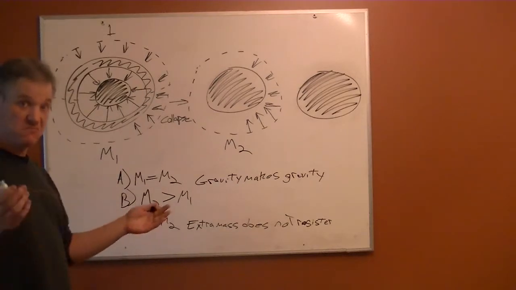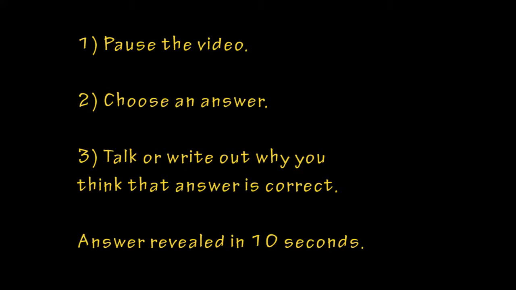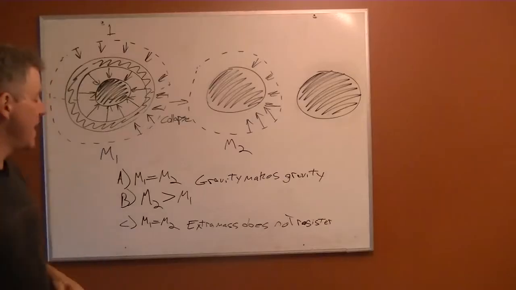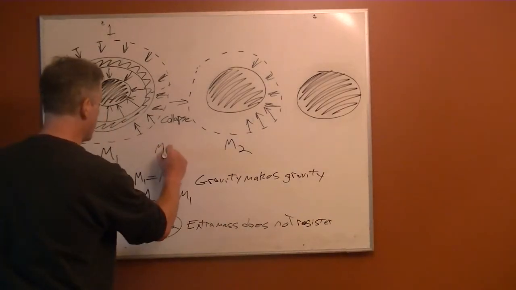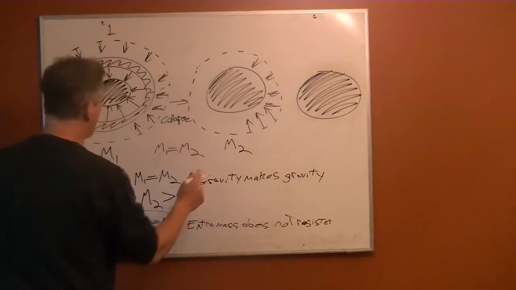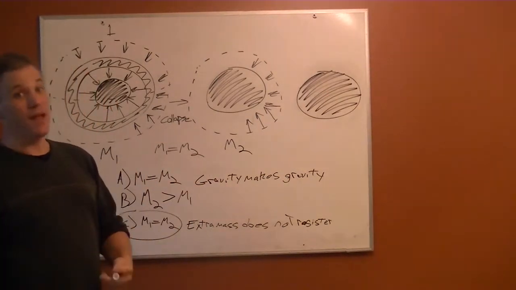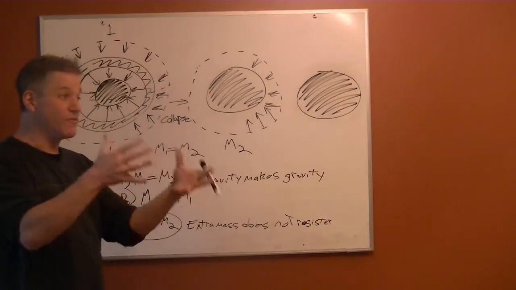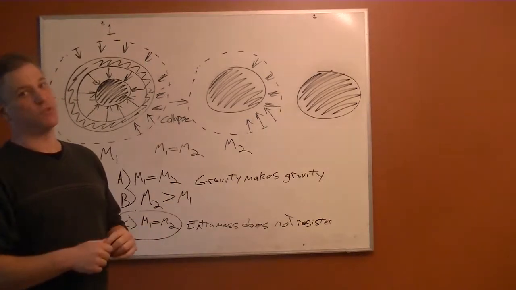Take a minute. Talk about it. The answer is M1 and M2 are equal. But not because gravity makes gravity. We can't have a theory where the source of the gravitational field is the gravitational field. It can't be a source of itself.